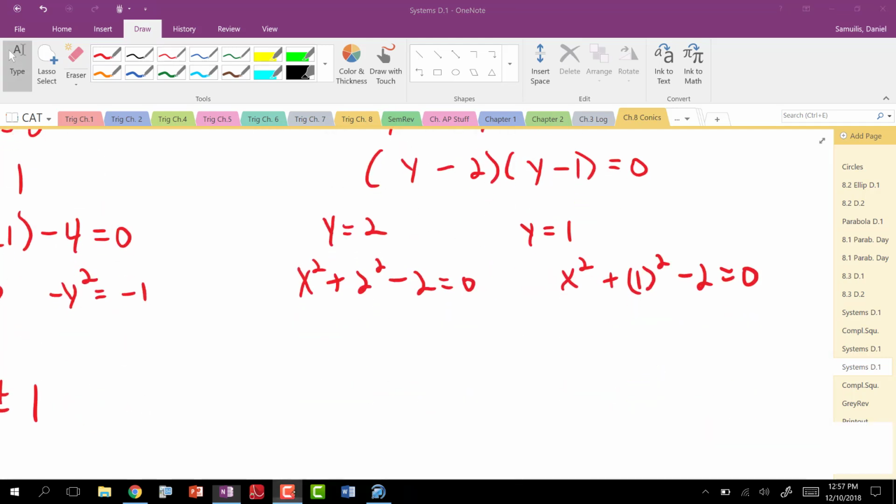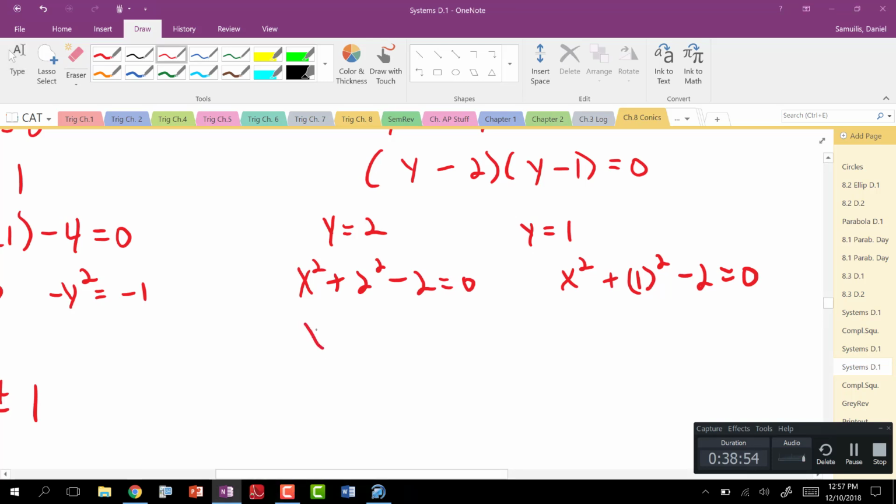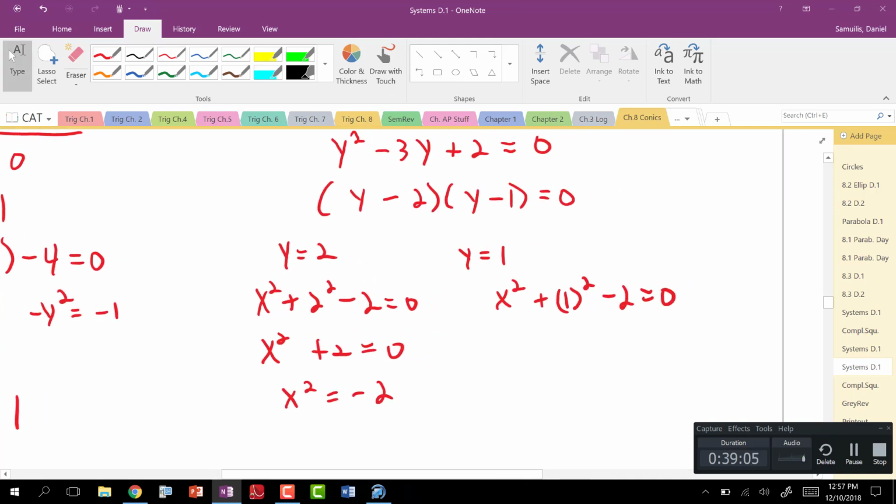Okay, I'm still going here, right? Nice. Isn't 2 squared 4? And x squared plus 4 minus 2 is plus 2? And that means x squared equals negative 2? What kind of answer am I going to get out of that?